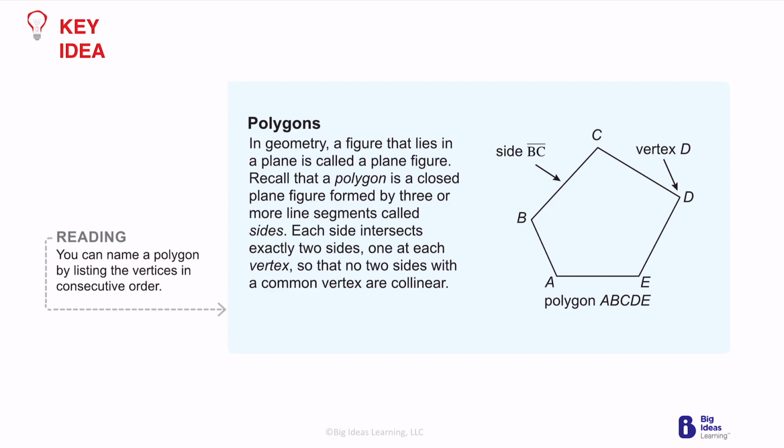And remember, no 2 sides of a common vertex are collinear. So like BA and AE here, I'm not going to make a straight line. That's not going to happen. They have to be like 2 separate line segments.